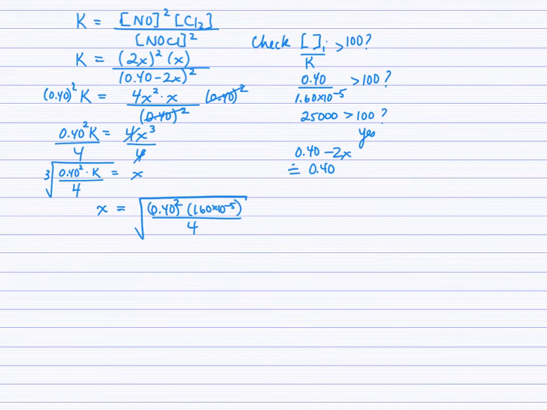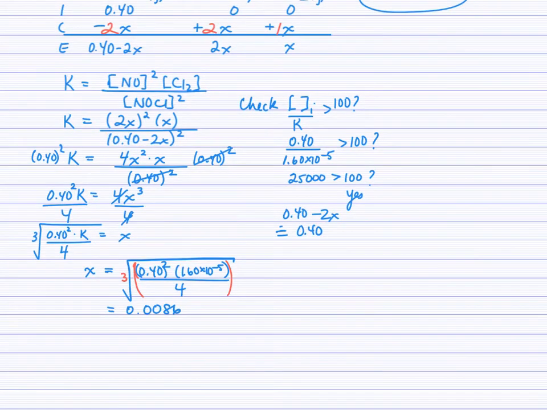I would recommend that you open brackets to begin with, and then your 0.40 squared times 1.60 exp negative 5 divided by 4, close brackets. Now we'll have needed the cubed root, and so on most calculators, you'll need to set up the cubed root first and then begin to input what's under the radical symbol. And so we determine that x equals 0.0086.